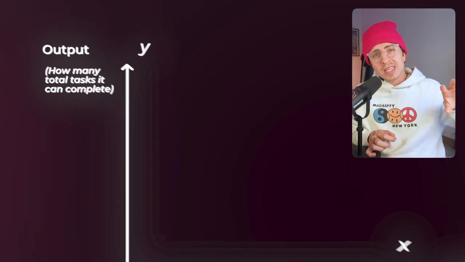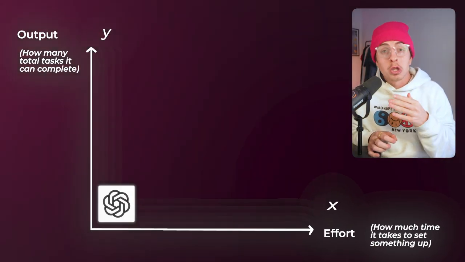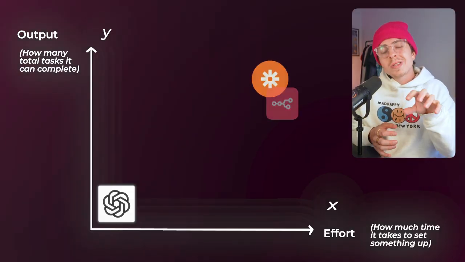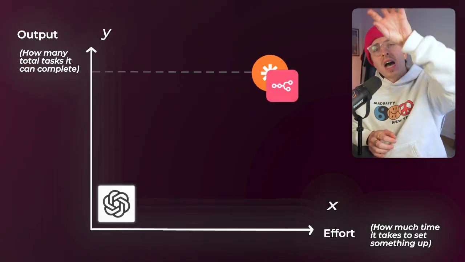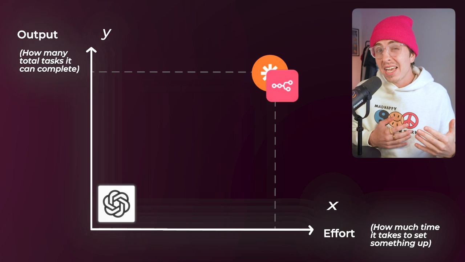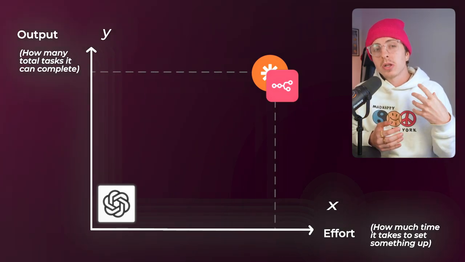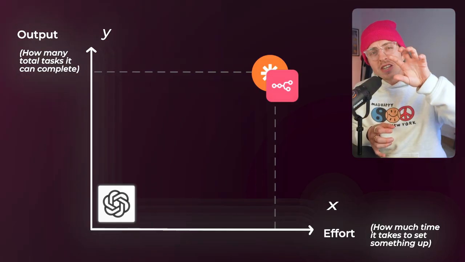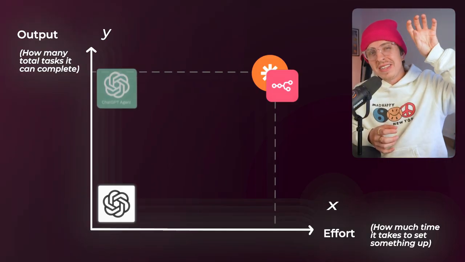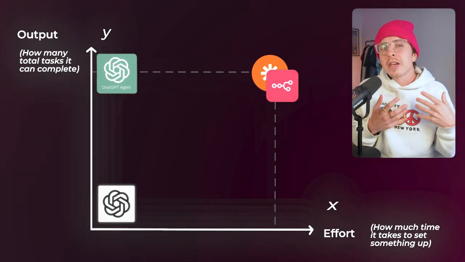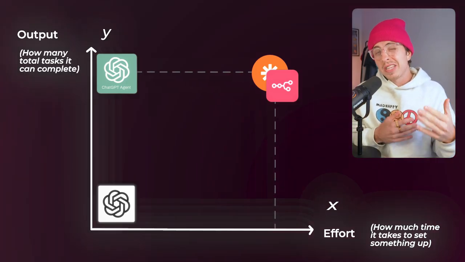Regular ChatGPT sits in the bottom left. Low effort to use, but it only completes one specific task at a time. Tools like N8N and Zapier are in the top right. They can automate many tasks and handle complex workflows, but they require significant time investment to learn and set up. ChatGPT Agent breaks this trade-off and sits in the top left corner. Low effort to set up like regular ChatGPT, but it can complete many interconnected tasks like the automation tools.